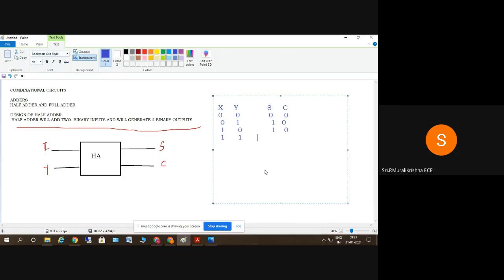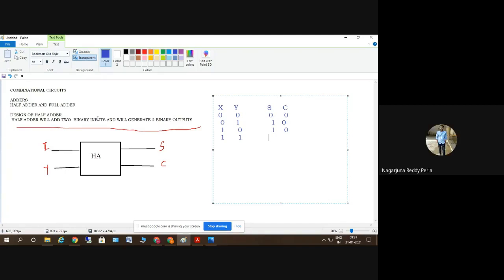So when I add 1 plus 1, generally 1 plus 1 is 2, right? So 1 plus 1 is 2. So what happens in the case of binary? What is 2 in binary?